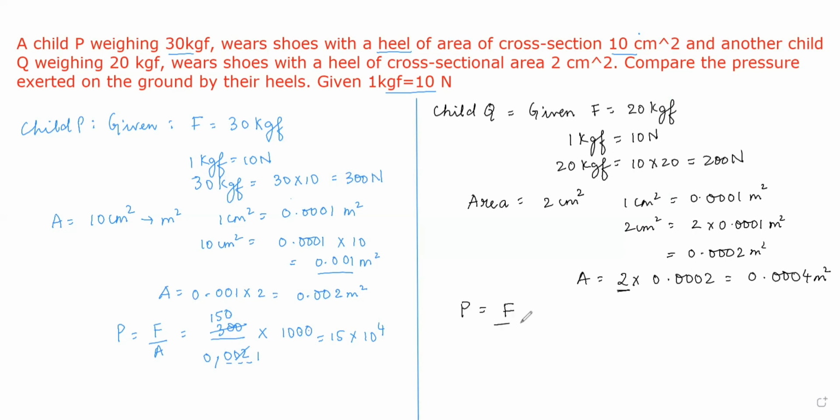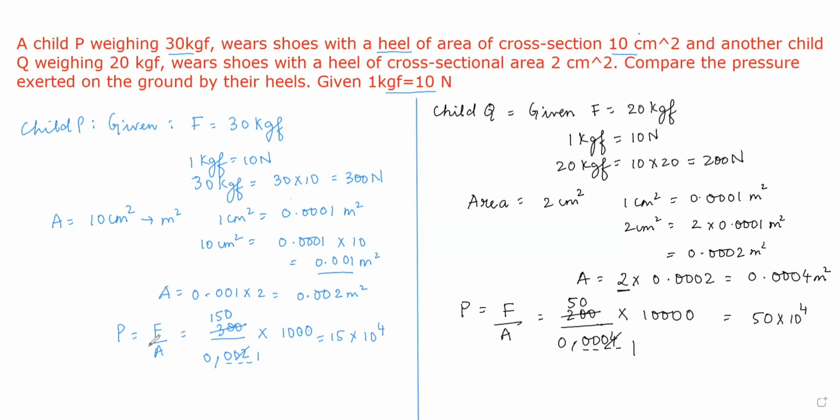Pressure is equals to force by area. So force over here is 200 divided by 0.0004. Let's remove the point. After that, we are having 4 digits, so we'll add 4 zeros. Okay. Now 4 ones are 4, 4 fives are 20 and a 0. So we will be getting 50 into 10 to the power 4.